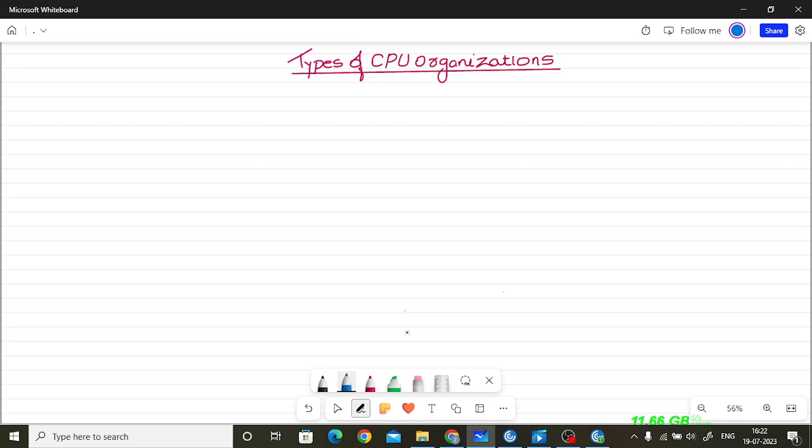Hello all. In this lecture series on computer organization and architecture, today we will be discussing the types of CPU organizations. What are some basic types of CPU organizations that we see in this subject? The first type is single accumulator organization.